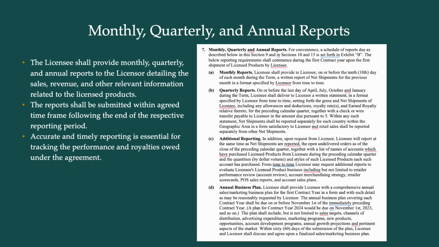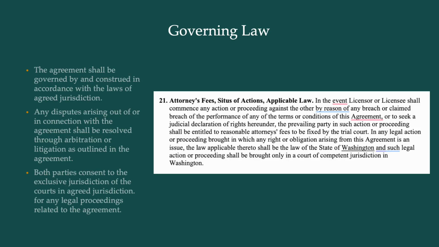In terms of reporting, the licensee is required to provide monthly, quarterly, and annual reports to the licensor, Microsoft Corporation. These reports should detail the sales, revenue, and other relevant information related to the licensed products. The reports must be submitted within an agreed time frame following the end of the respective reporting period. Accurate and timely reporting is crucial for tracking the performance of the licensed trademark and determining the royalties owed under the agreement.